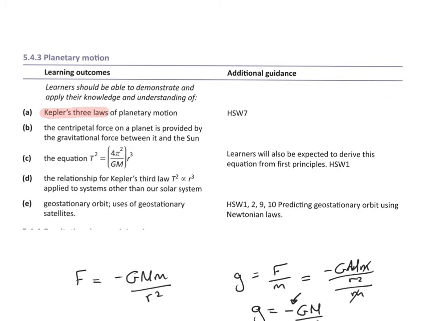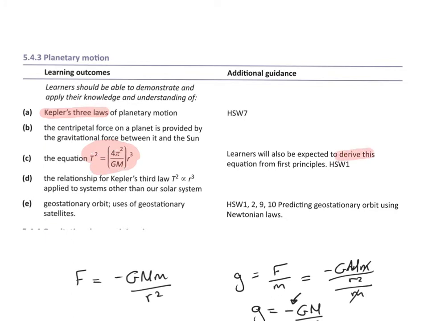The centripetal force on a planet is provided by the gravitational force between it and the sun. In the example I gave you with the astronaut, we kind of ignored the gravitational field strength of the sun. Sometimes that's useful because if it's far from us, it doesn't have such a big effect, so we can ignore it.